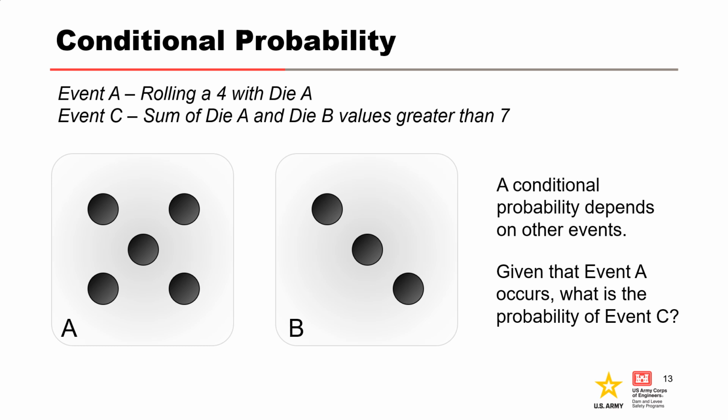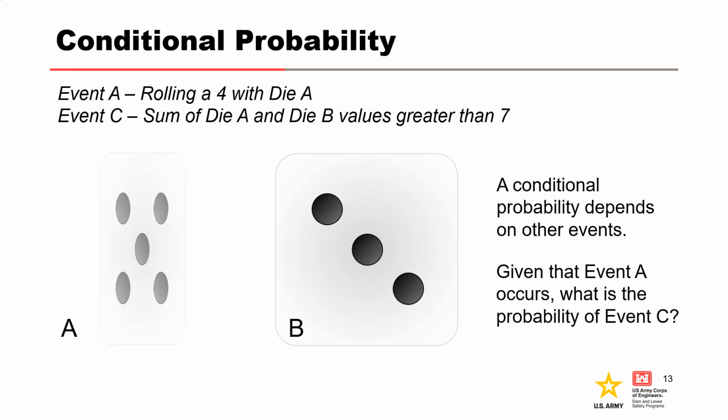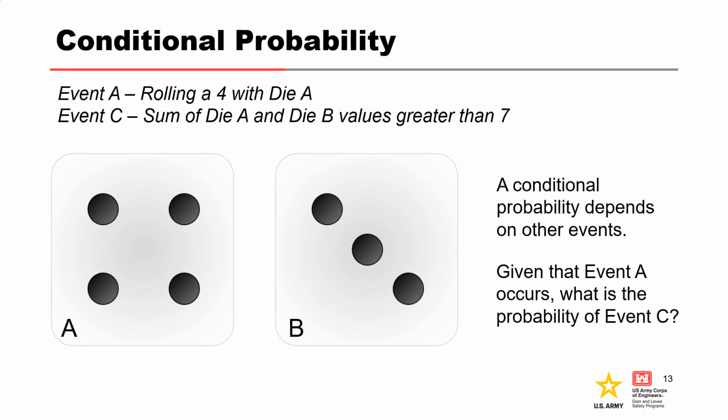Next, let's consider a new event, event C, where the sum of the values of die A and die B is greater than 7. Also, let's say we have already rolled die A and it was a 4. Knowing that event A has occurred and that the roll was a 4 tells us something about event C, doesn't it? We now know that there are only 3 outcomes from the roll of die B that can be added to the 4 of die A to get a value greater than 7. Therefore, given that event A has occurred, the probability of event C is 50%. This is a conditional probability.